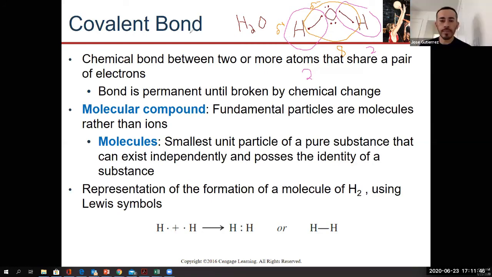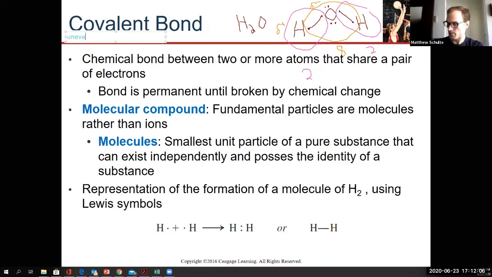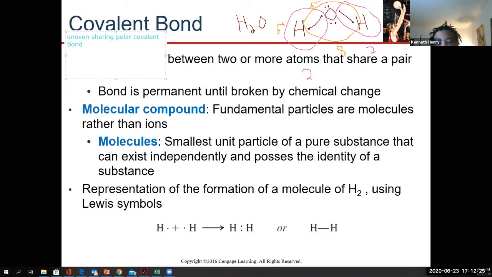Can you say that one more time, Dr. Henry? The difference between polar and nonpolar? Yes, please. Polar is uneven sharing. So think about siblings. And then nonpolar is even sharing? That's right. Okay, thank you.